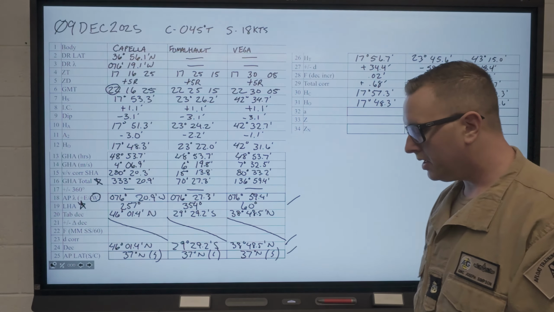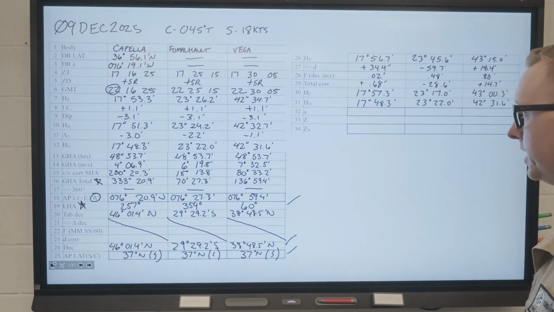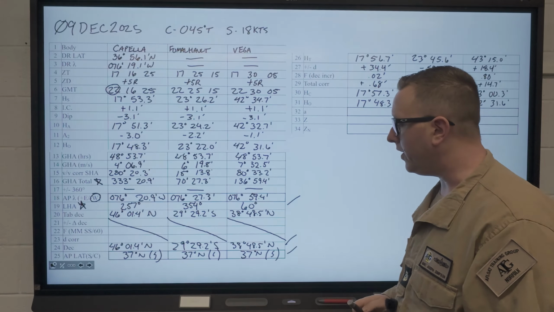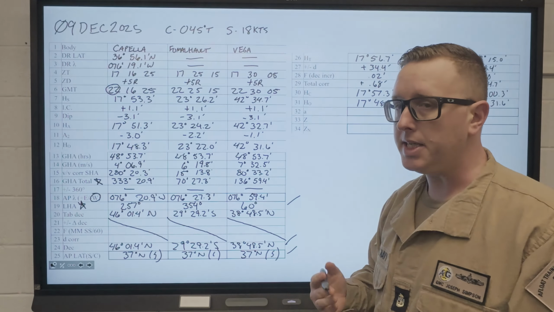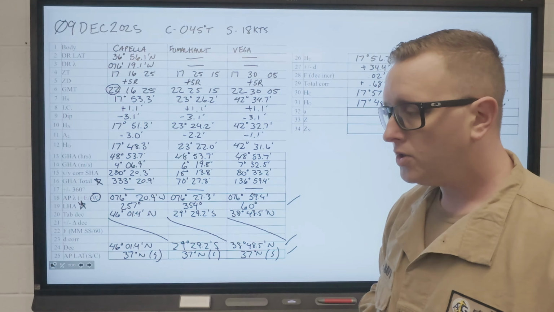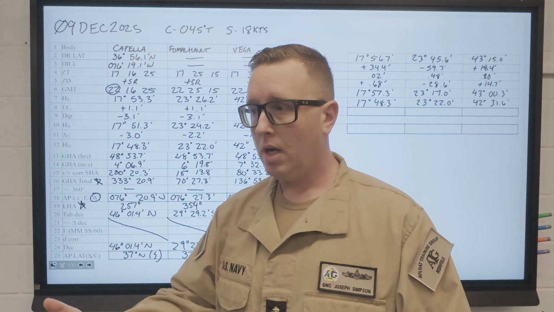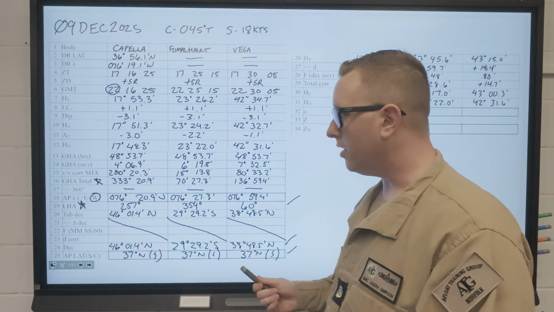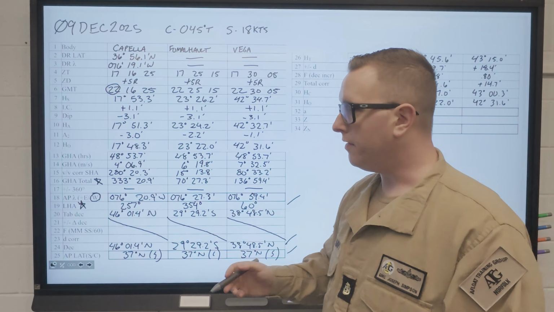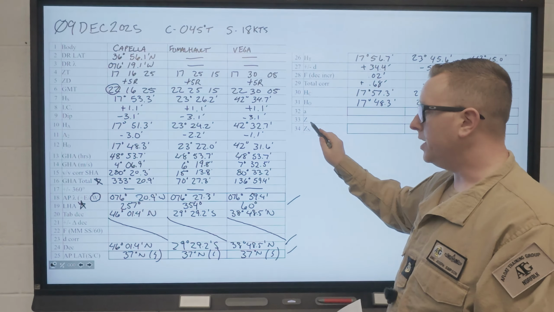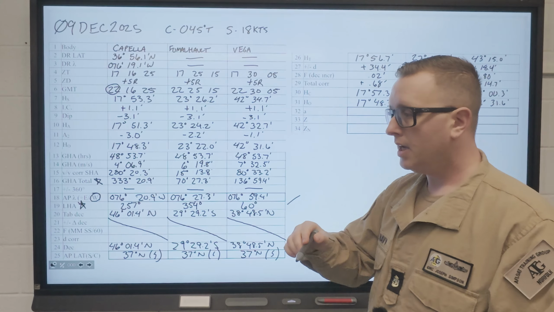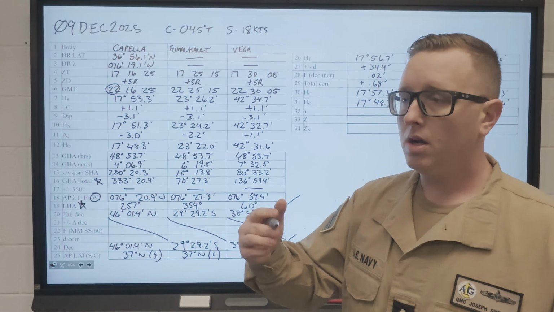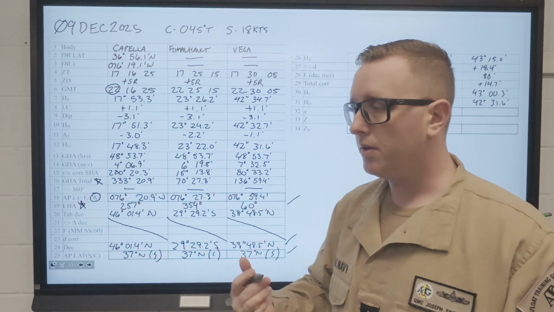Once you wrote it in there, you have to find this little lowercase a value. The little lowercase a means intercept, how far towards the body you are, or how far away from the body you are based off your assumed position. So when you plot the assumed position for the star, you're going to have your azimuth or your bearing to that. And it's going to be how far closer you are to it or farther away you are.